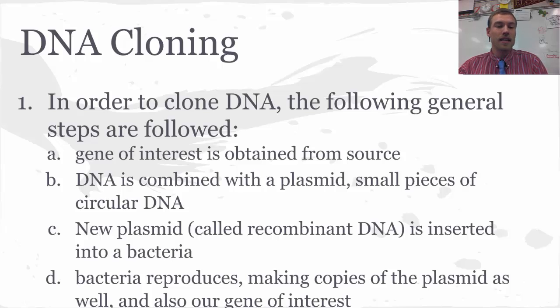Then we've got the DNA that is going to be combined with a plasmid. Remember, plasmids are pieces of small circular DNA. We take this new plasmid, which we call recombinant DNA because we've recombined it with something new. We're going to insert that into a bacteria. When the bacteria reproduces, it's going to begin making copies of our plasmid. Our plasmid has a gene of interest, therefore our gene of interest will also be copied. So again, those are just the general steps.